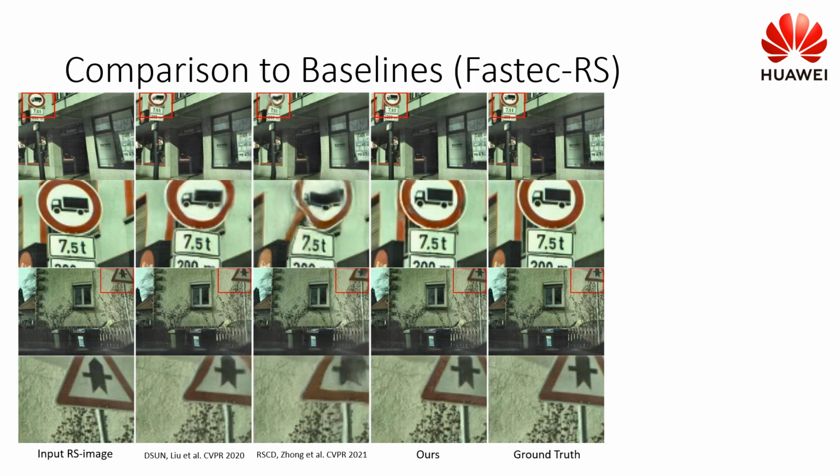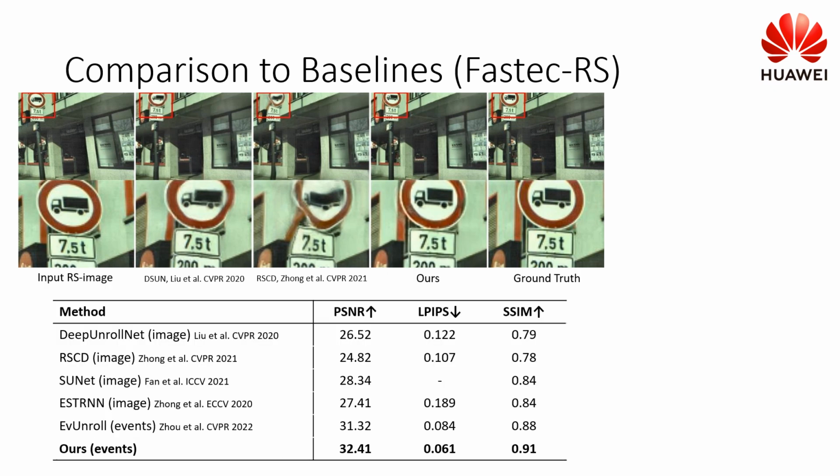We also evaluate on the public Fastec rolling shutter dataset, for which we synthesized events. Comparison to the image-based methods Deep Shutter Unrolling and RSCD is shown here. We outperform the best image-based method by more than 4 dB in PSNR and EvUnroll by 1.1 dB in PSNR.